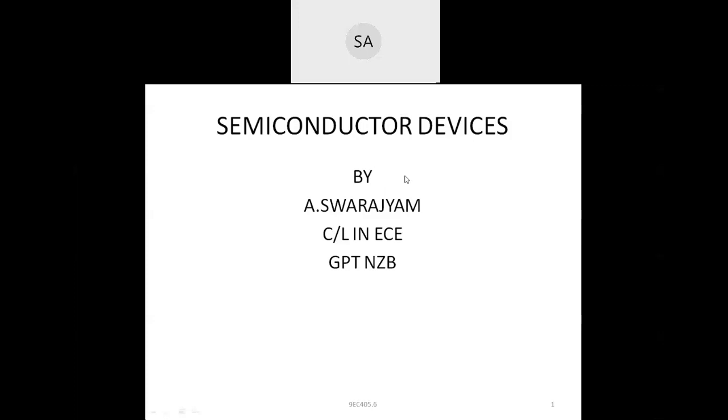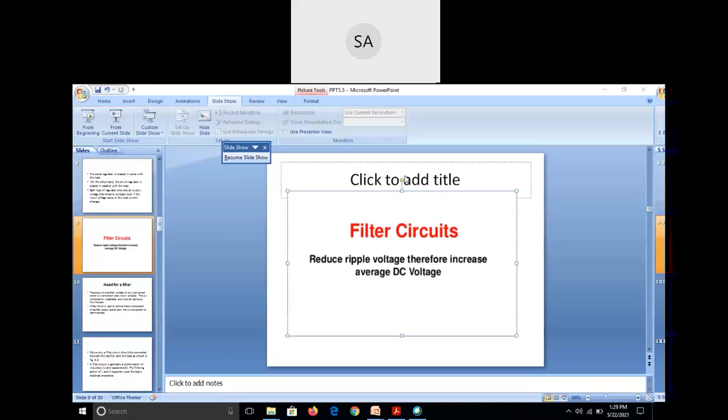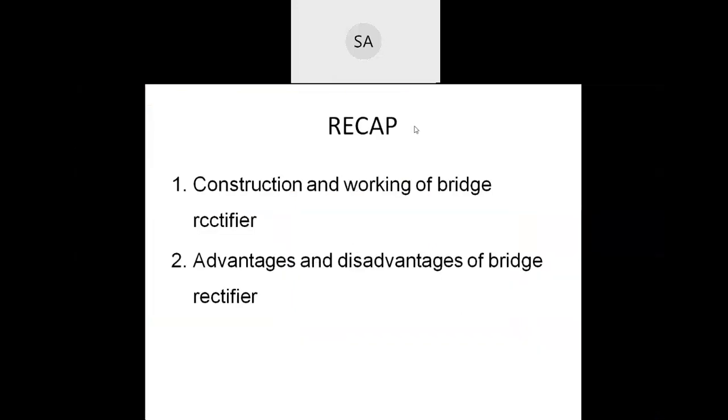So let us recall the topics we covered in the last lecture, that is the construction and working of the bridge rectifier, and the advantages and disadvantages of the bridge rectifier. In the bridge rectifier, compared to the half wave and full wave rectifiers, we use four diodes constructed in the form of a bridge.